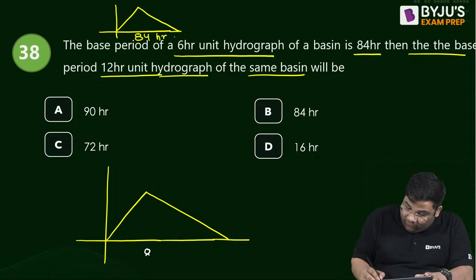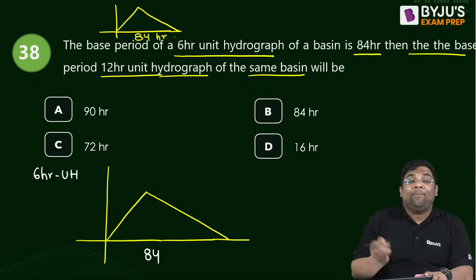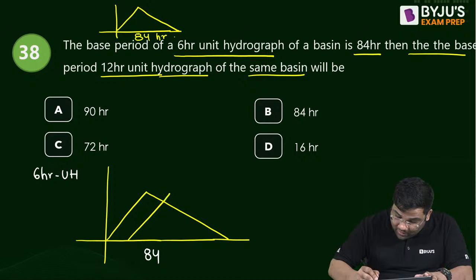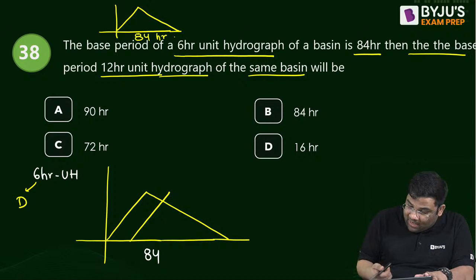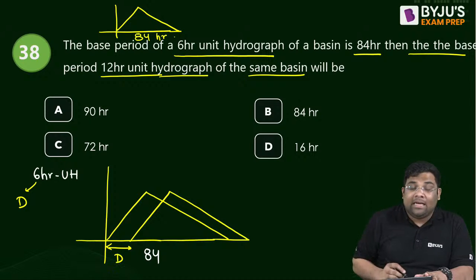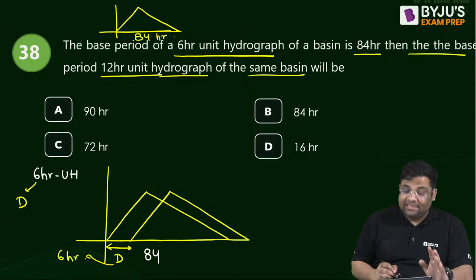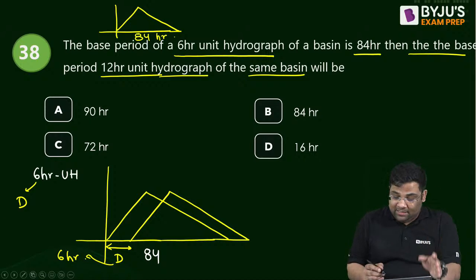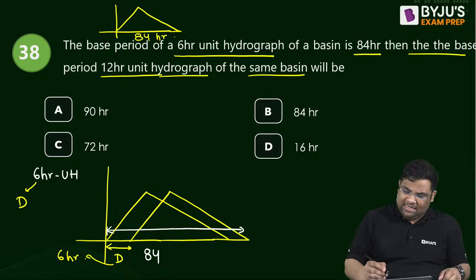You see, it is 84 hours, a 6-hour unit hydrograph. How do we get a 12-hour unit hydrograph from a 6-hour? We repeat the hydrograph after D duration, right? You see, this is the D hour. So we repeat it after D duration. And D is how much here? Here 6. So we repeat this 6-hour hydrograph 2 times, right? And therefore now this will become the base. This will be how much? Diagram it is 90 hours.